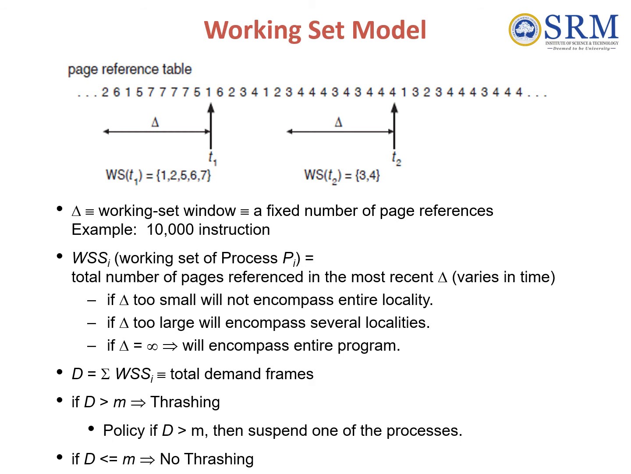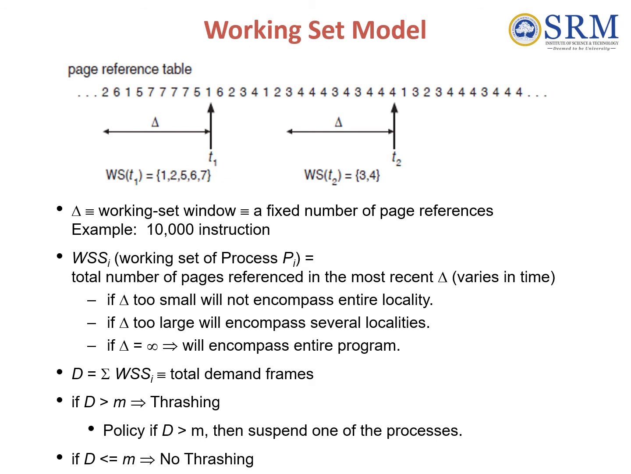So now we'll discuss the working set model. As I said, the locality here we can say is a working set window delta. Delta is nothing but the size of a window, that is the working set window size. Delta is a fixed number of page references, for example, 10,000 instructions, 20,000 instructions, like that.